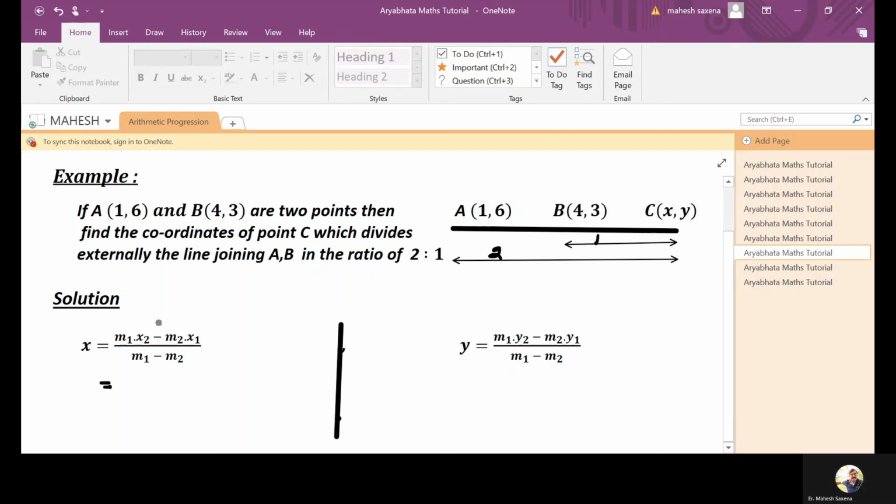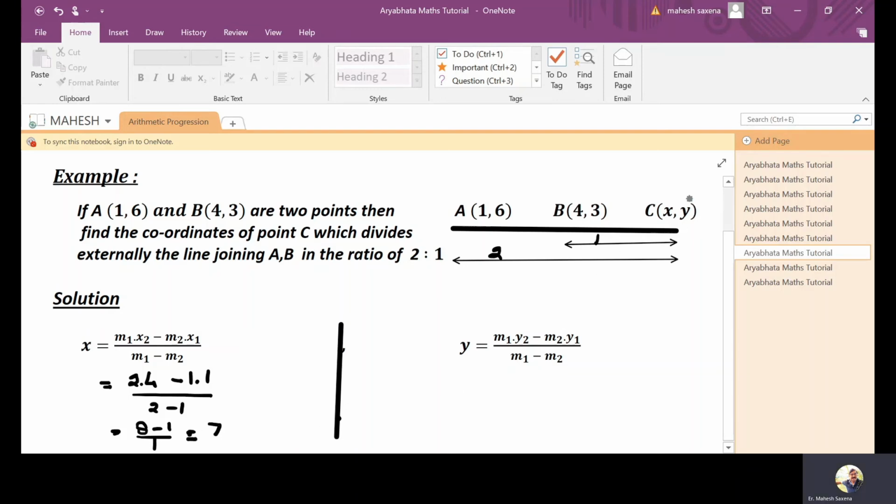x is equal to (m1 x2 minus m2 x1) upon (m1 minus m2). Therefore, in this case, m1 x2 is 2 into 4, minus m2 x1, that is 1 into 1, divided by 2 minus 1, that is 8 minus 1 upon 1, which is equal to 7.